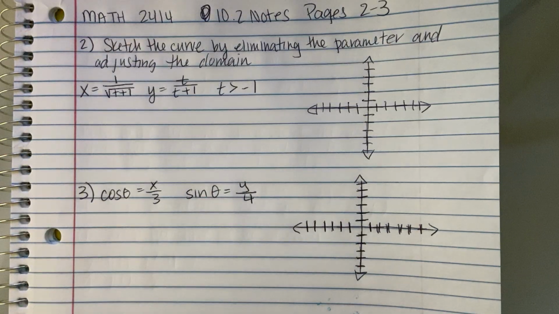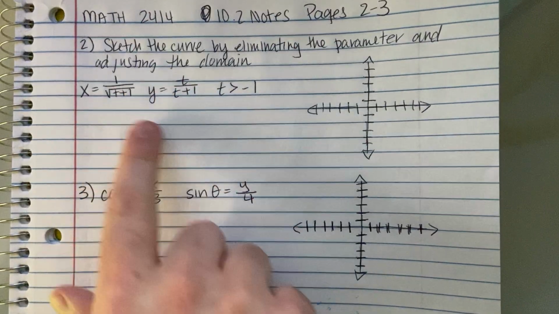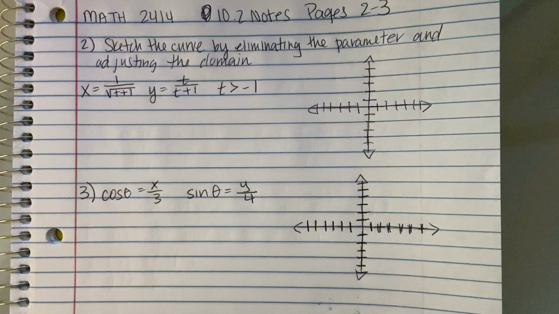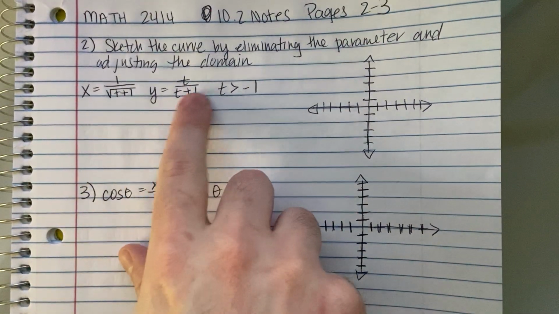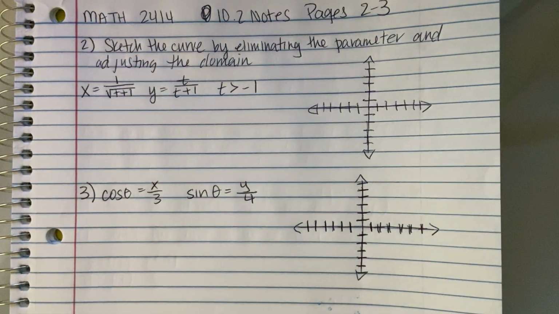Now if we look at this, sometimes it's easier to do one over the other. This says t is greater than -1. It covers our denominators here. Now x equals 1 over the square root of t plus 1 has 1 t in it. This one has 2 t's. It's probably going to be easier to solve for t in the x equation.